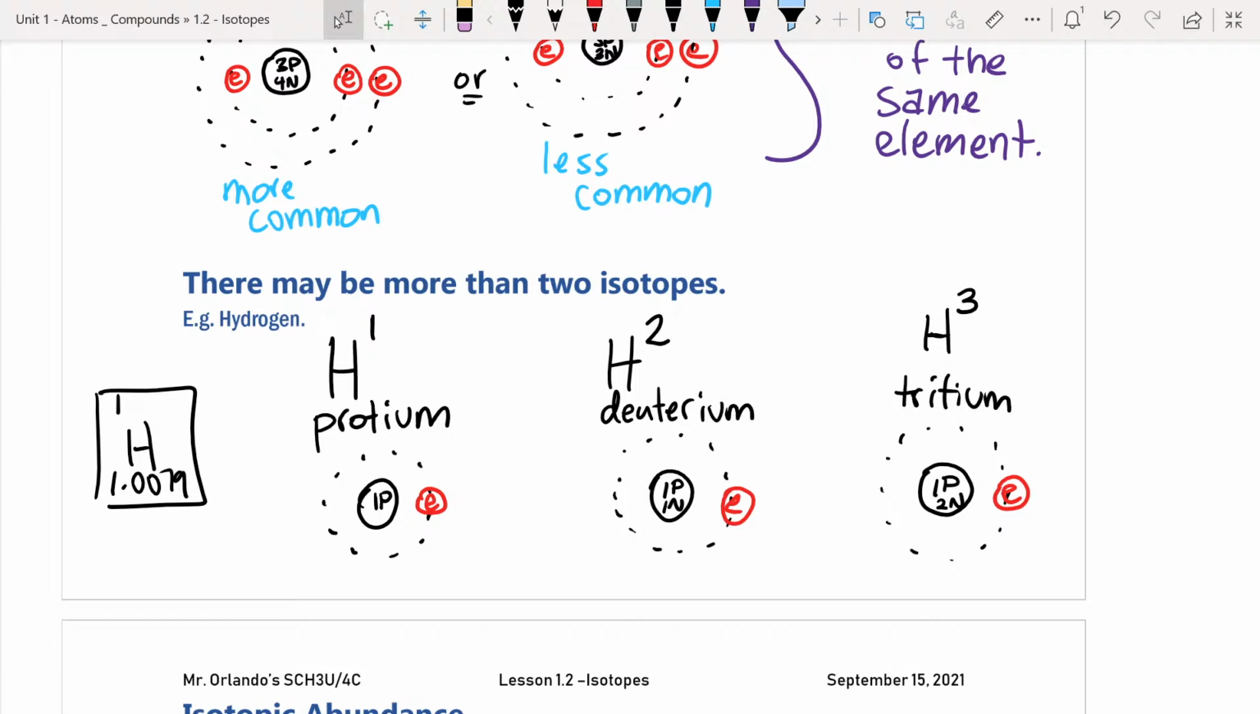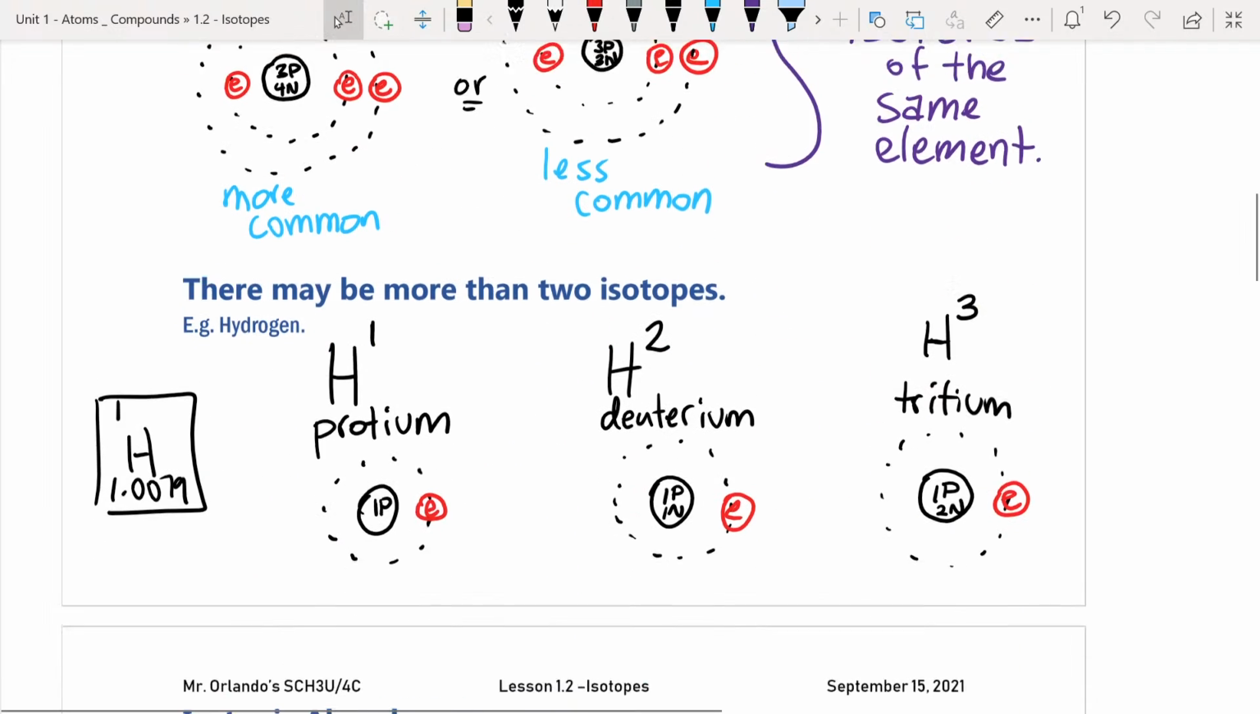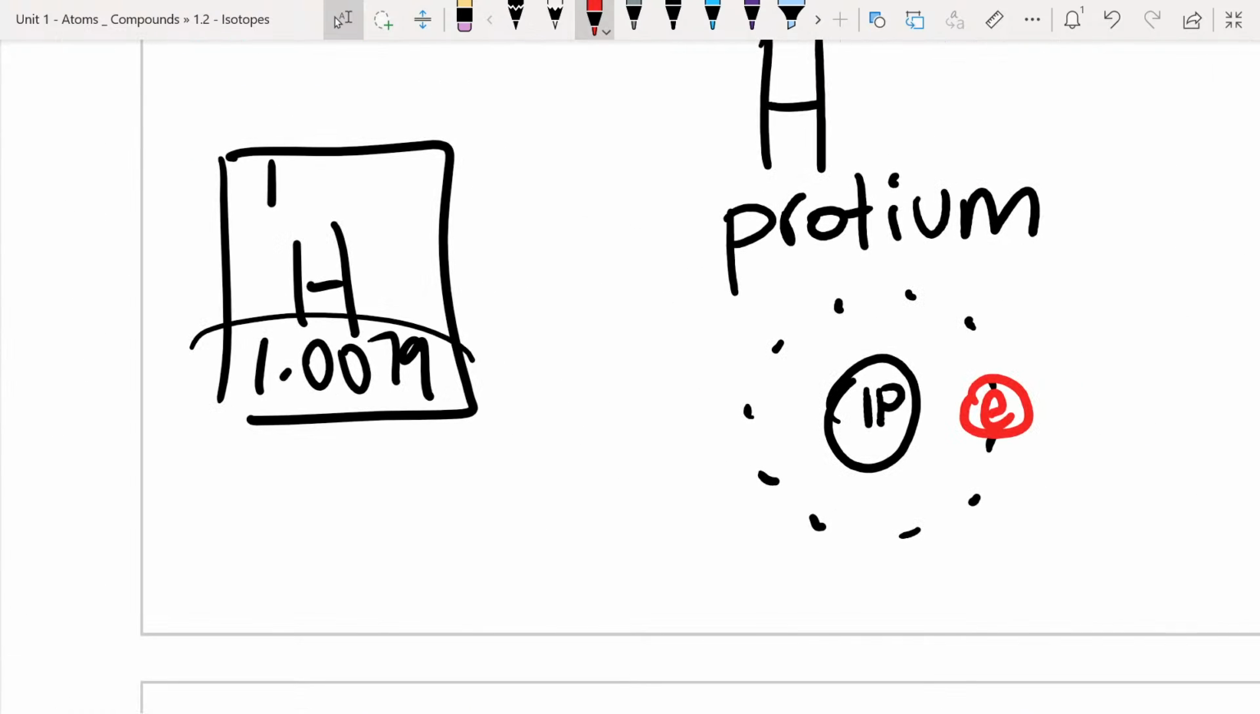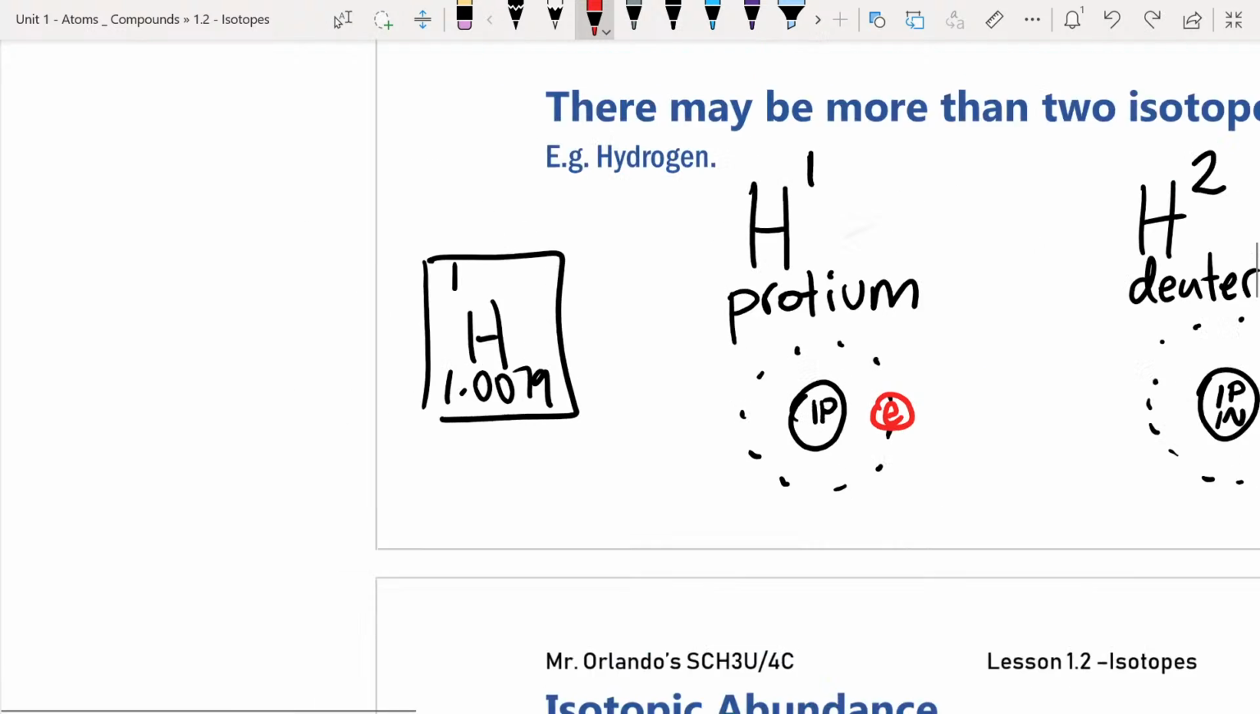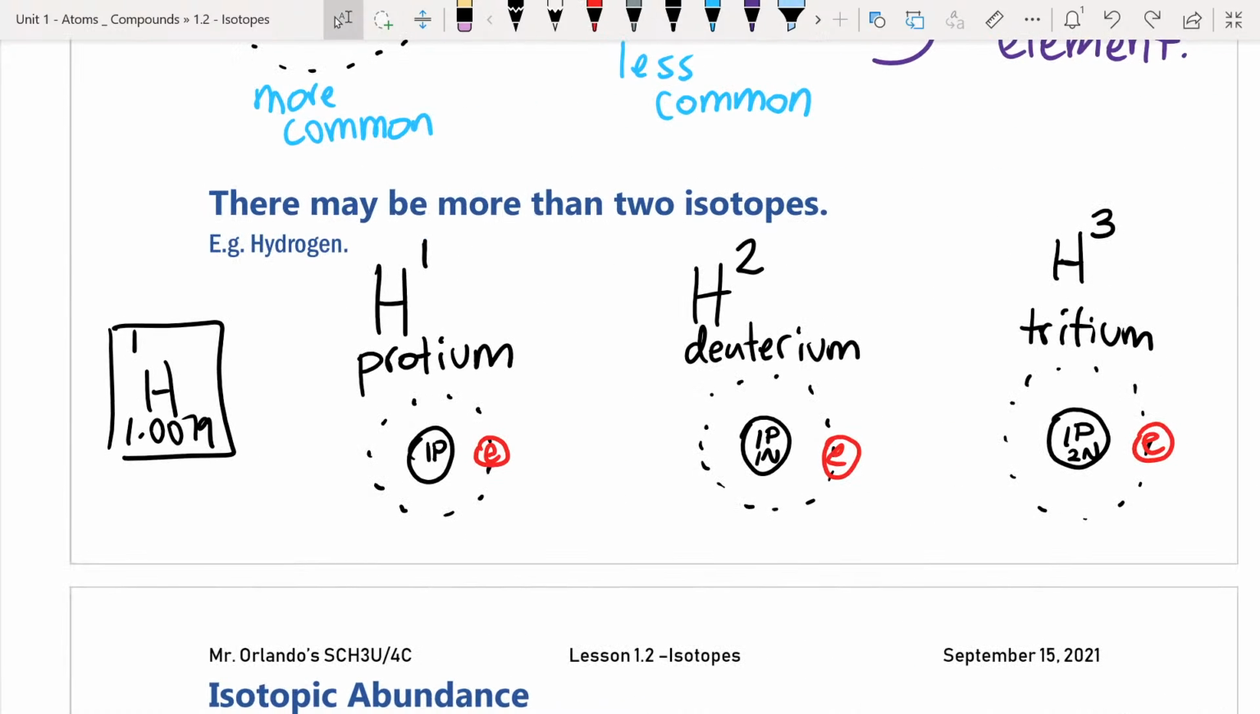Okay, so from there, you should be saying, well, how do we get this number in particular? Where does that number come from? How do you get the average? Because wouldn't the average of these just be 1 plus 2 plus 3, which is 6, and then you divide by how many, and 6 divided by 3 is 2. So shouldn't the average be 2? Why is the average 1.0079, not 2? Because hydrogen 1 is way more common than deuterium and tritium.